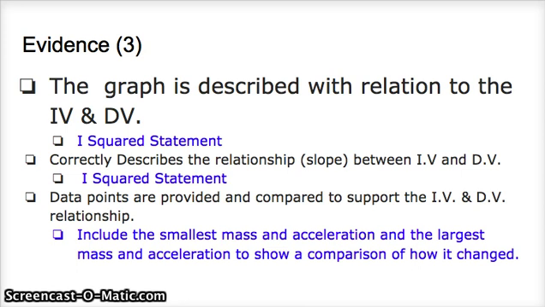So if you did 3.6 post-experiment and you submitted that, you should have submitted that with your I-squared statement. And that's where you include that in your CER. In the evidence portion, you need to include your I-squared statement. And also, you need to include data points. So I'm recommending that you include the smallest mass and the acceleration and the largest mass and the acceleration to show a comparison of how adding more mass changed the acceleration.